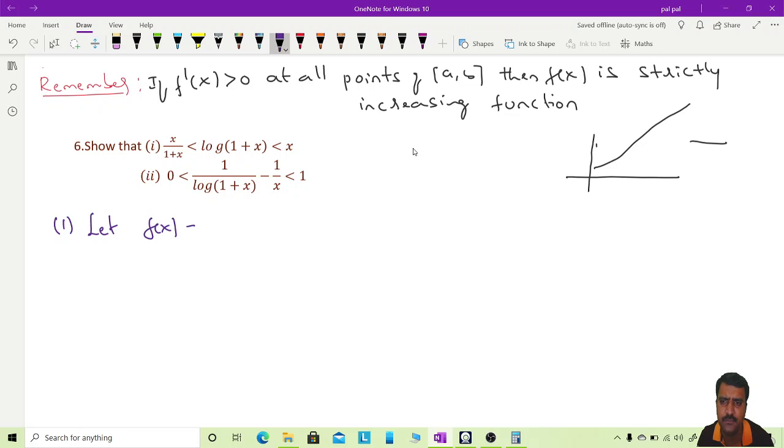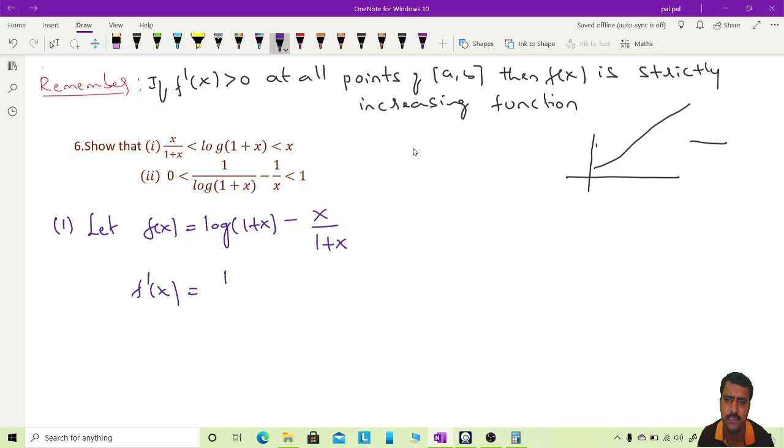let f of x be a function defined as f of x is equal to log of 1 plus x minus x by 1 plus x. So this is the new function we define. In the interval, you take that interval as 0 to infinity. Now you take its differentiation, f dash of x, which means differentiation of f of x.